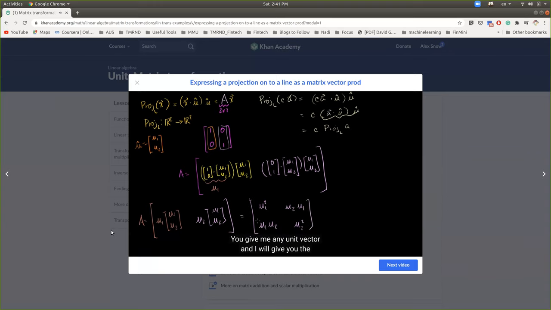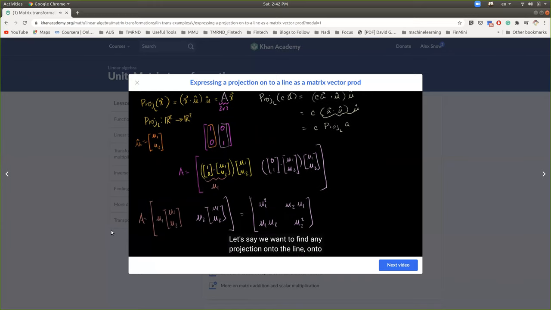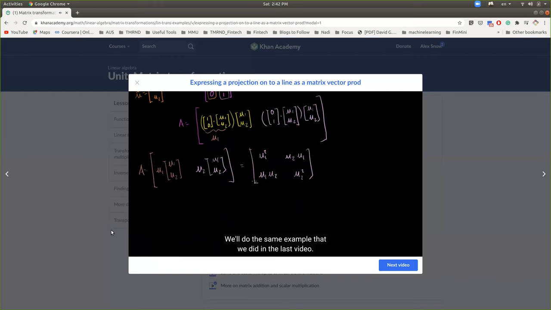So you give me any unit vector, and I will give you the transformation that gives you the projection of any other vector onto the line defined by that. I know that was kind of a very long way of saying that. But let's go back to what I did before. Let's say we want to find the projection onto the line, onto the vector, draw it here. Do the same example that we did in the last video.